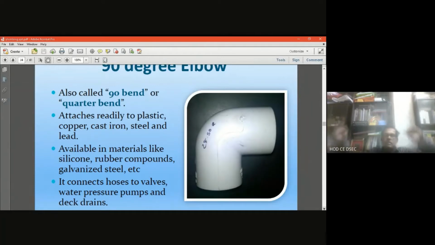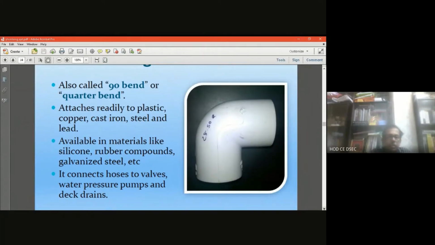Nowadays, in the modern scenario, all the elbows are being used as PVC. Available in materials like silicon, rubber compounds, galvanized steel, etc. Now it connects hoses to valves, water pressure pumps, and deck drains.